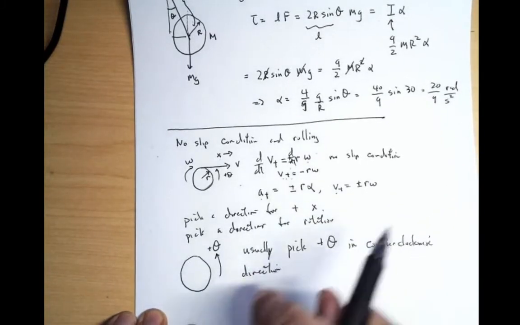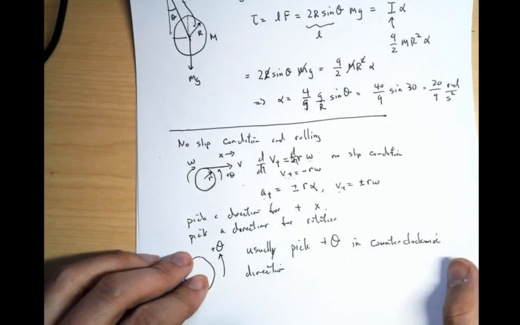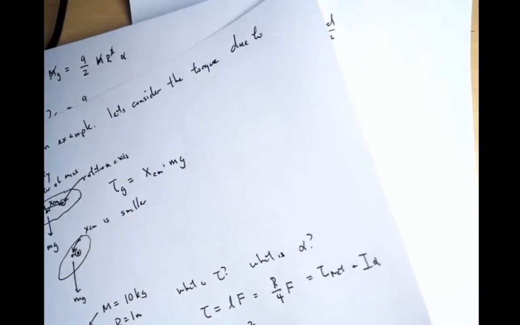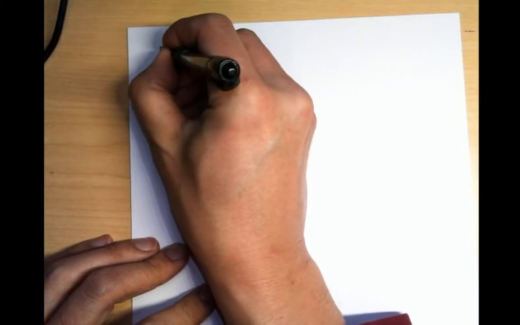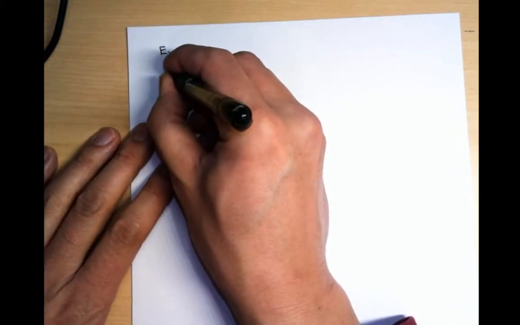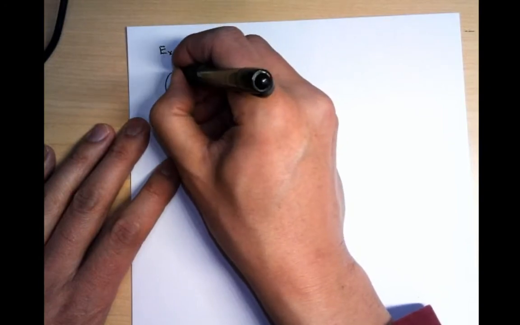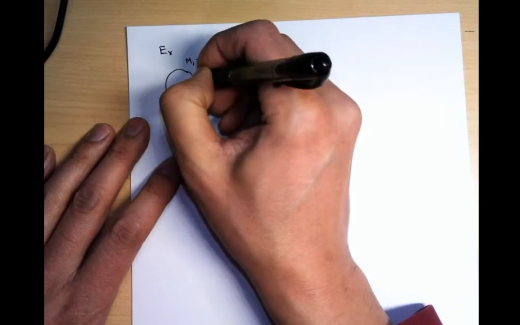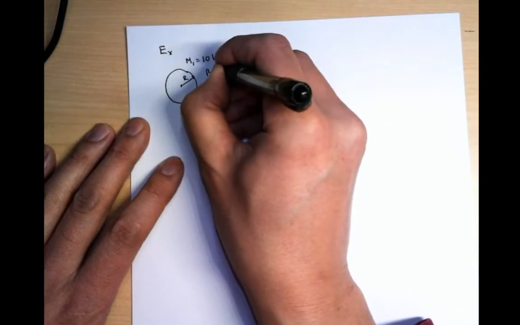All right, so with this in mind, we can go ahead and try to do a particular example of using this no slip condition in an actual problem. So let's go ahead and do that. Let's consider the following example. Let me imagine I have a disk. It's fixed at the center. It has a mass, I'll call this mass M1. It has a mass of 10 kilograms. It has some R, again. R, I'll choose to be 1 meter.